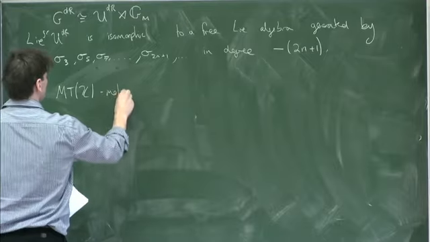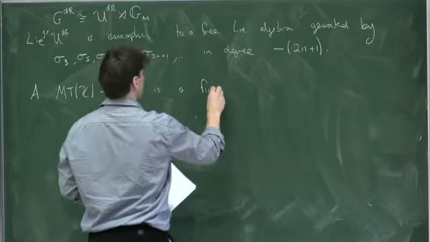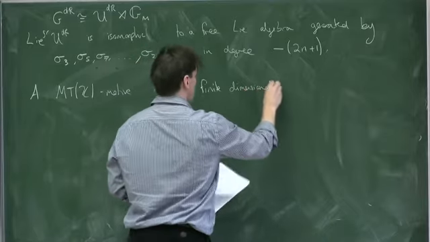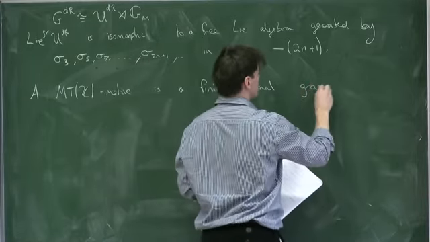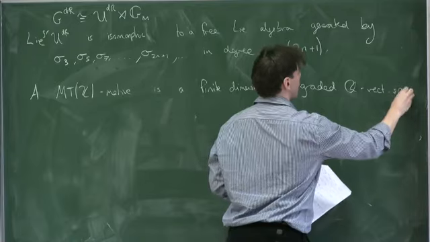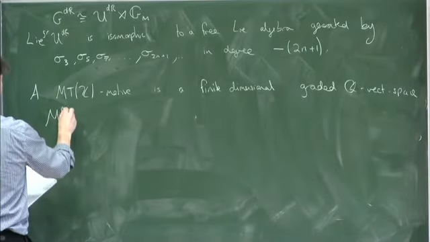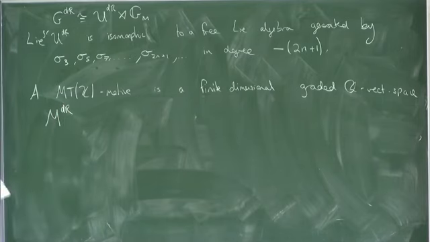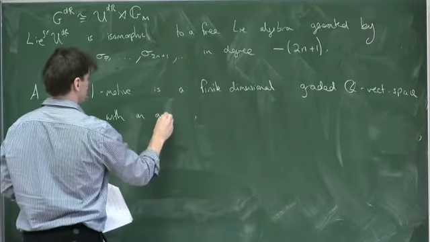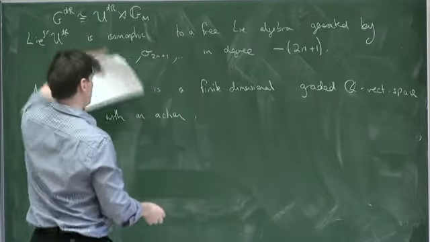Okay. Right, so what is a mixed Tate motive? A mixed Tate motive over Z is a finite dimensional graded Q vector space, call it M_dR, the de Rham realization of some motive, with an action. In other words, it's a representation of G_dR. That's the same thing as a graded vector space with a representation of G_dR.